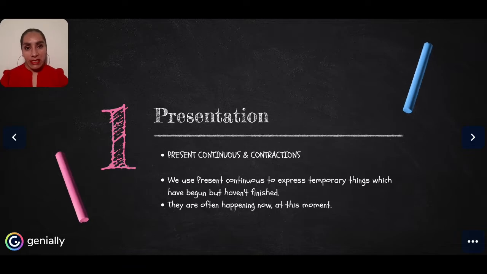First of all, this is a presentation. Remember that the present continuous tense is used to express temporary things which have begun but haven't finished. And also it is important to say that the present continuous tense is often used to express what is happening right now at this moment. ¿Para qué utilizamos el presente continuo? Para expresar las acciones que están sucediendo en este preciso momento. For example, I am explaining the present continuous tense right now.